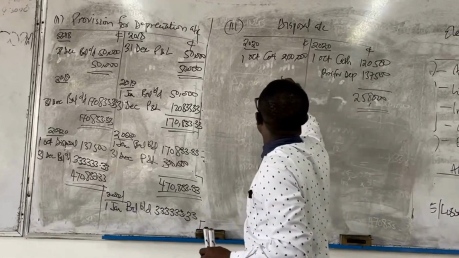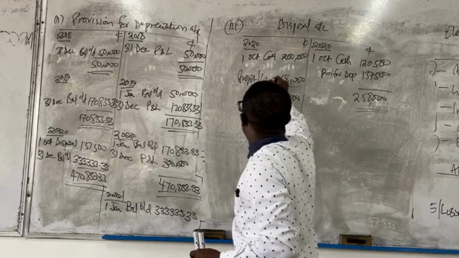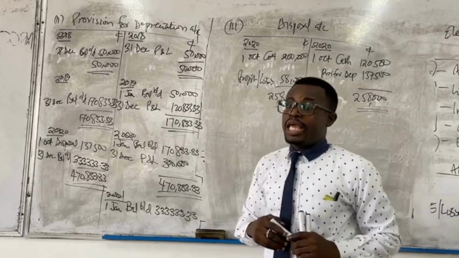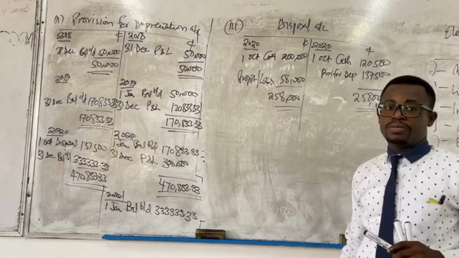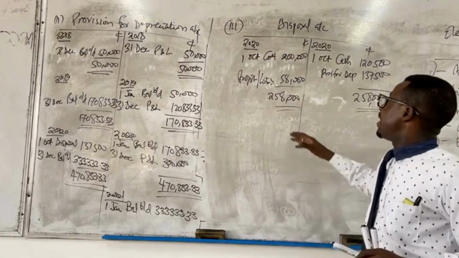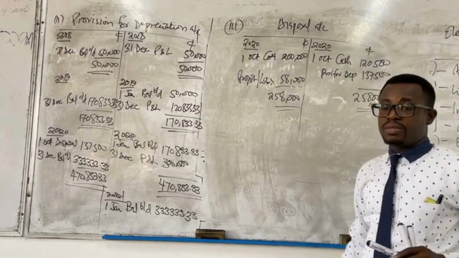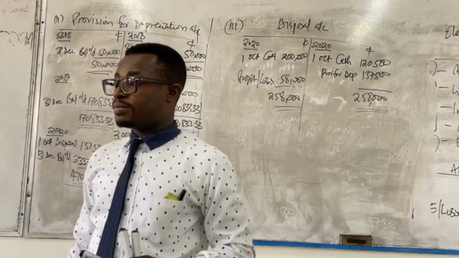The difference between this gives us what? 58,000. We will write profit or loss. If it's also on the credit side, you write profit or loss, or P or L. Meaning the firm had gained a profit of how much? 58,000. Are you good? That is all about the asset disposal account.